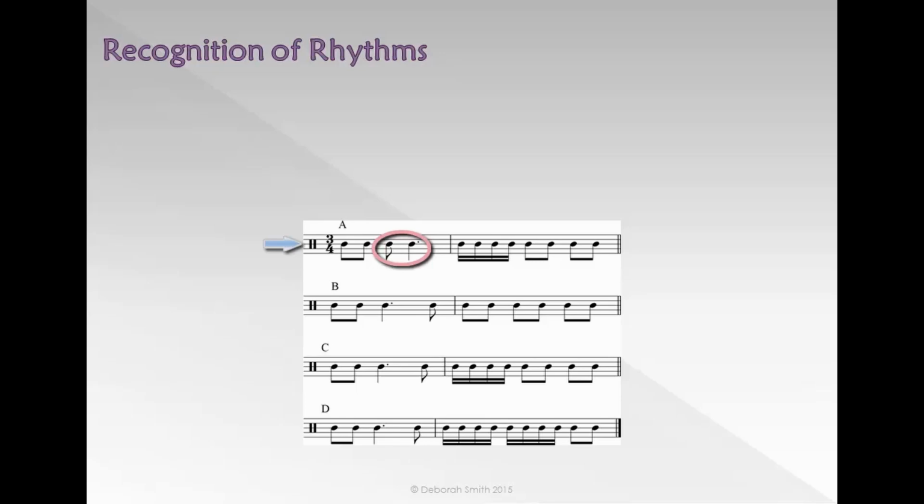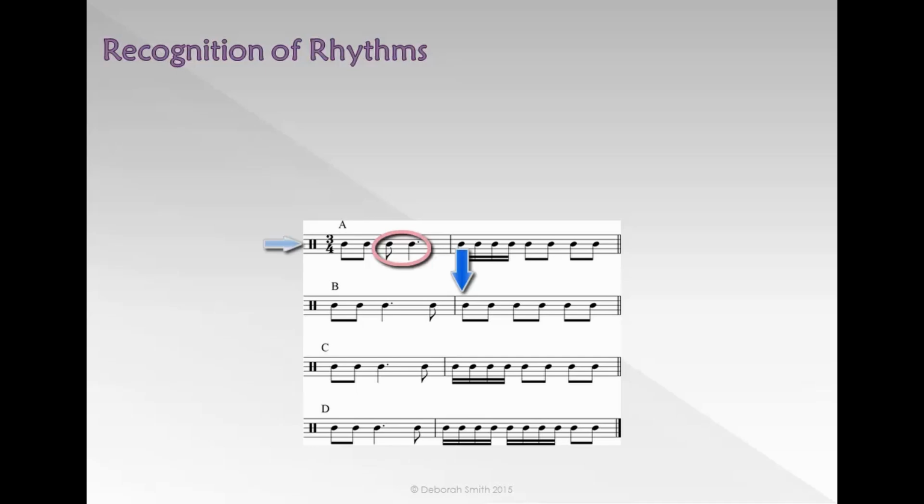I then show an arrow to where the next difference occurs. If you hear the ti-tam on the second and third beats, then you know it is A you are listening to. If you hear the tam-ti, then you know it cannot be A and must be B, C, or D. Have a look at the first beat of the second bar for B, C, and D.